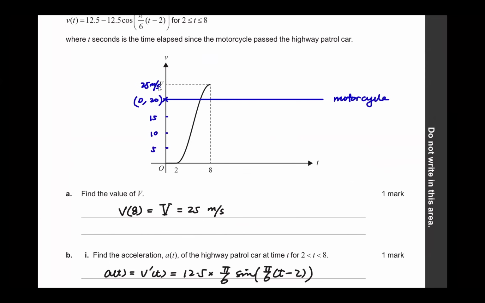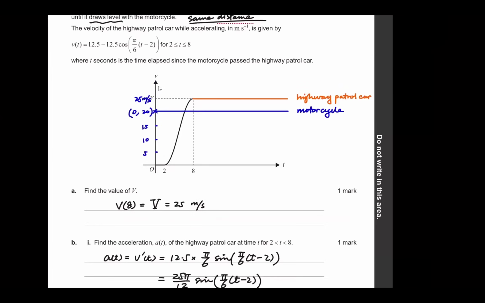And after t equals 8, the police car continues at a constant velocity. So I will write highway patrol car, even though this orange curve is not required by the question.